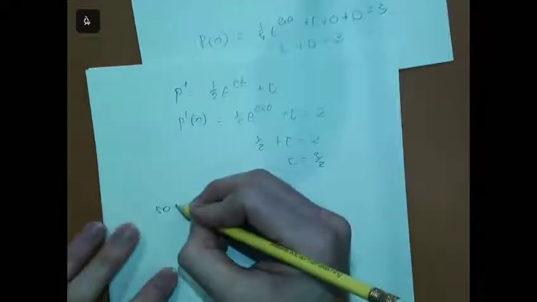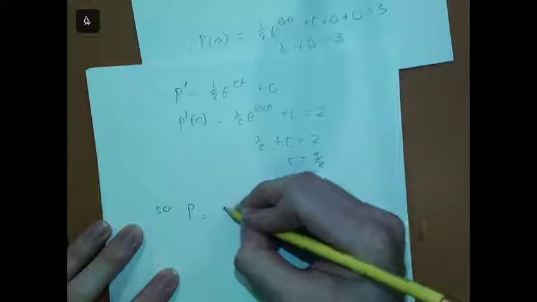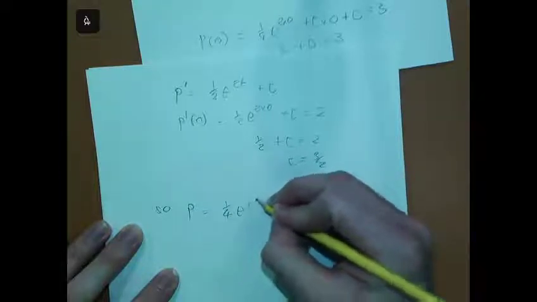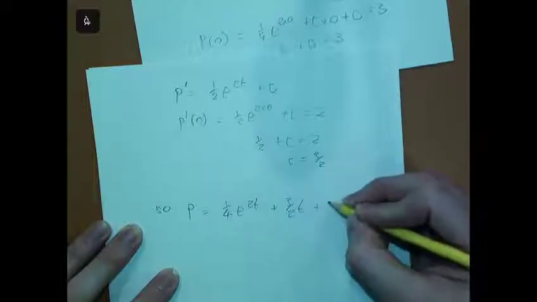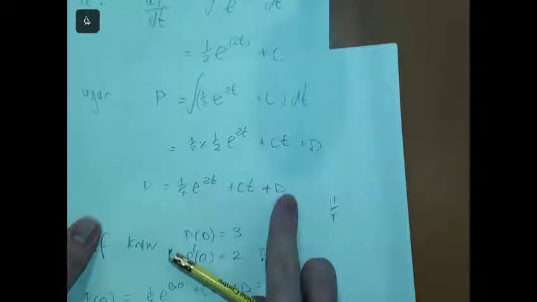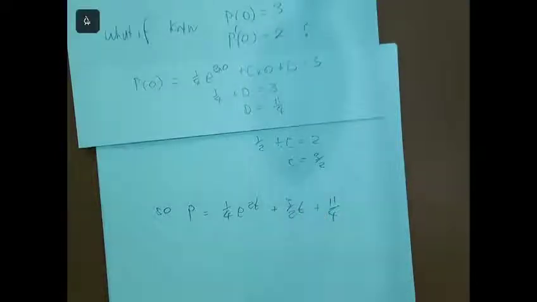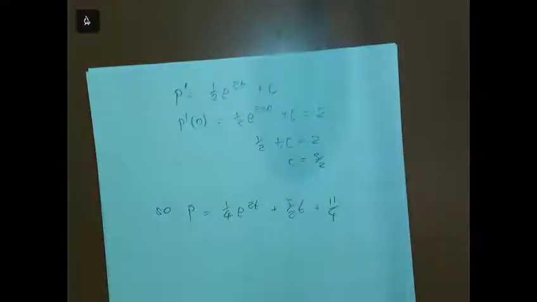So actually, p is a quarter of e to the 2t plus 3 on 2 t plus 11 on 4. So just going back to this equation here and putting in the values of c and d that I just found. Ta-da. All right, there you go. But again, the answer is still a function. Even though I've found what these numbers are, there's still t's here.